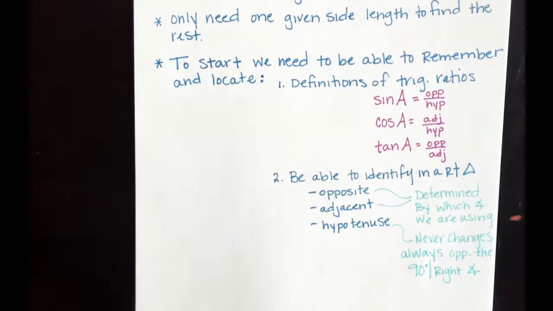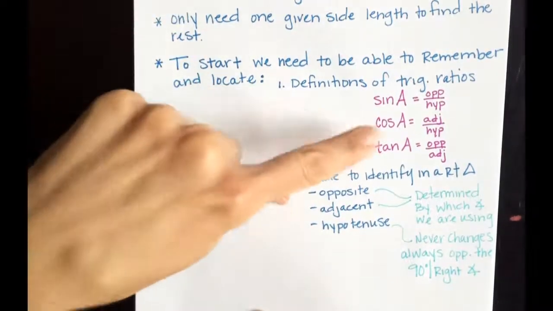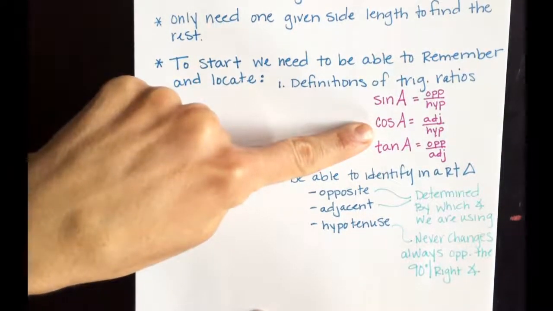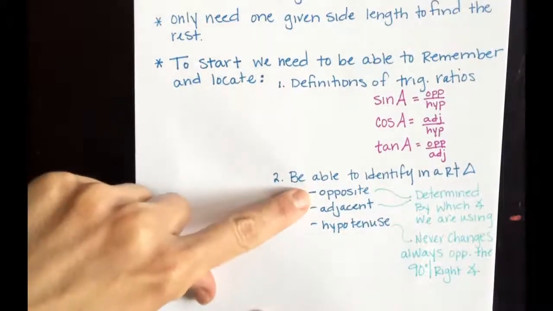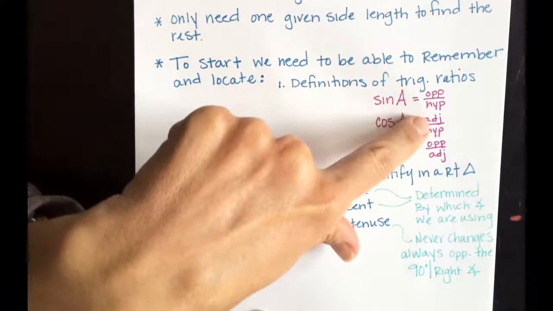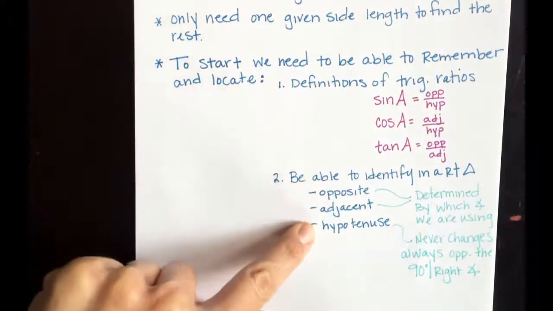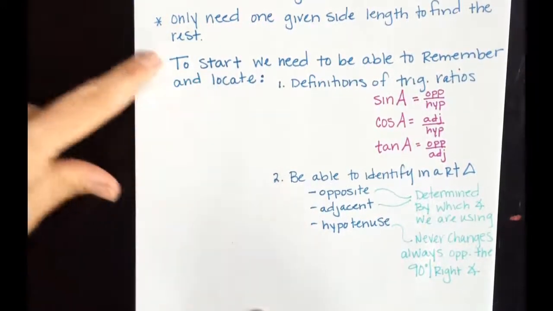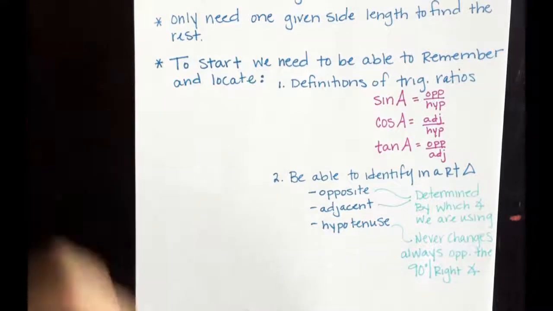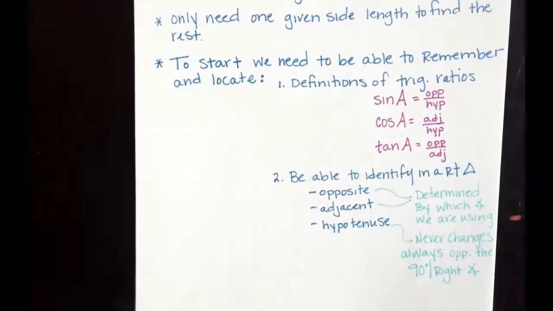In order for us to do all of this, we are going to have this part memorized, which means in order for us to know what's opposite, adjacent, and hypotenuse, we're going to have to be able to locate those. And so that's where we've got to start. That's what we're going to talk about today.